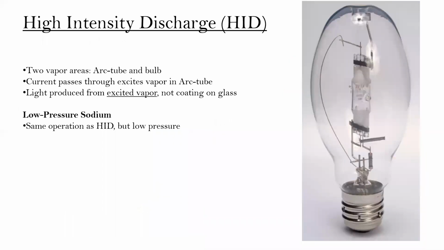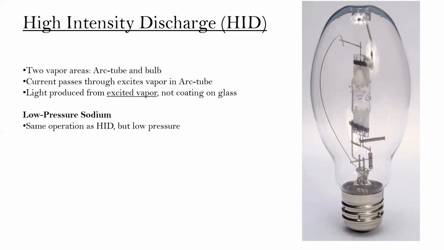High intensity discharge. There are two different vapor areas to these electric discharge lights, an arc tube and a bulb. Current passes through and excites a vapor in the arc tube, same as a fluorescent fixture, but in this case it simply produces more light and it burns hotter. Light is produced by this excited vapor and not necessarily a coating on the glass, although there are a few types that do.